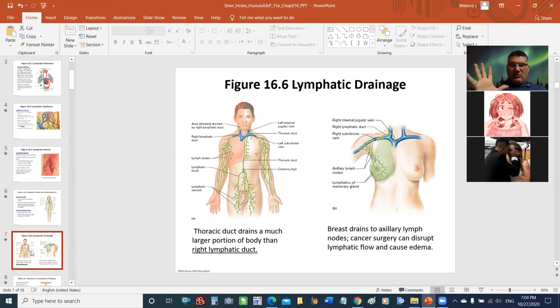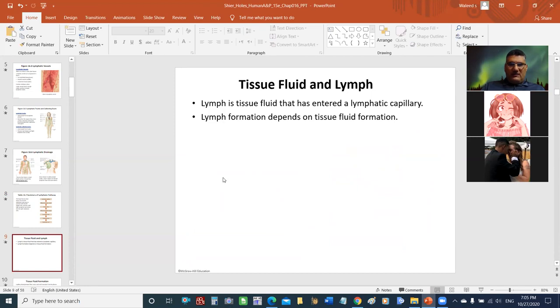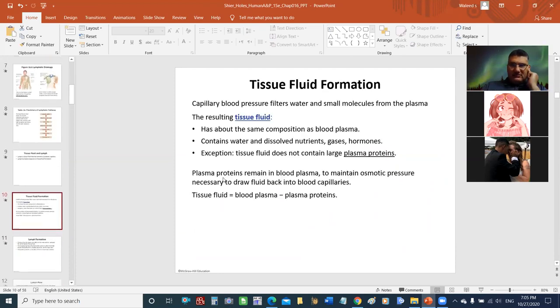Only the big ones: the right lymphatic duct, draining this only, and the thoracic duct, draining everything else. So this is the red part, and this is the white part. The white is the thoracic duct, the red part is the right lymphatic duct, and this is what I want you to know. This is the same sequence again, just repeating. Tissue fluid and lymph are basically the same, but not the same as the plasma.